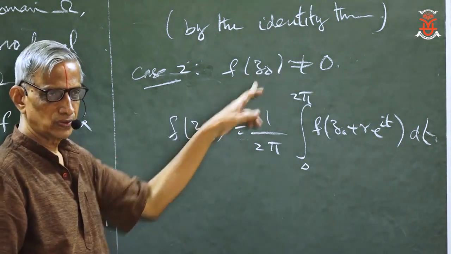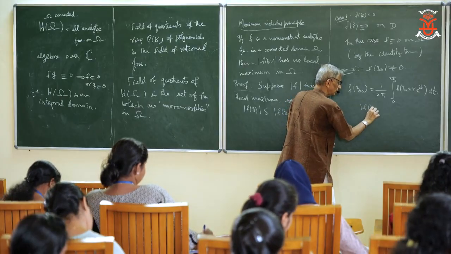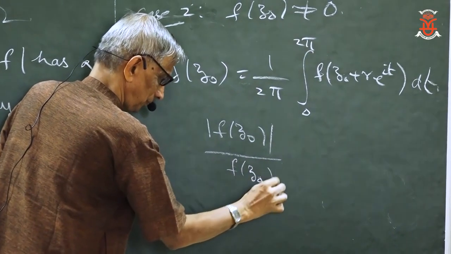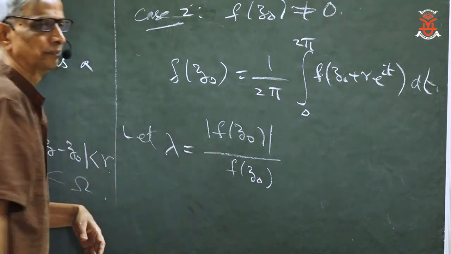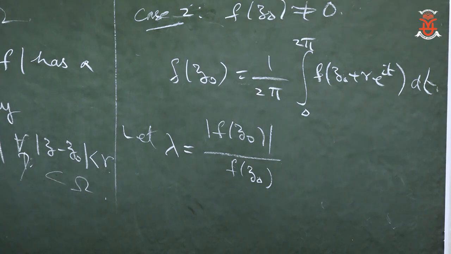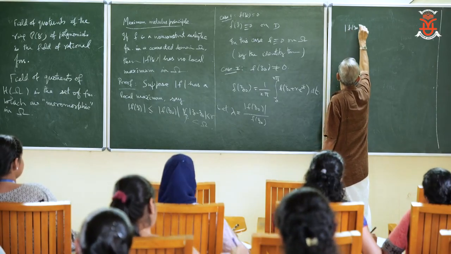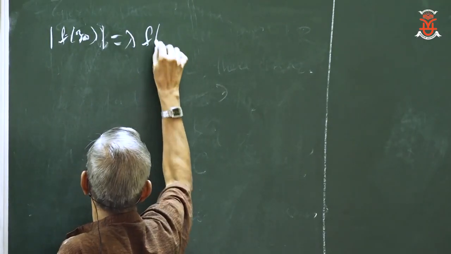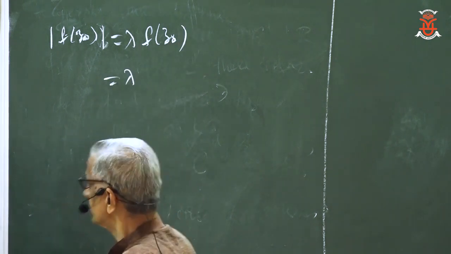So f(z naught) is non-zero by assumption. So we look at mod f(z naught) by f(z naught), call this lambda. This makes sense because f of z naught is non-zero. So mod f(z naught), therefore, is lambda times f of z naught, lambda times this integral.